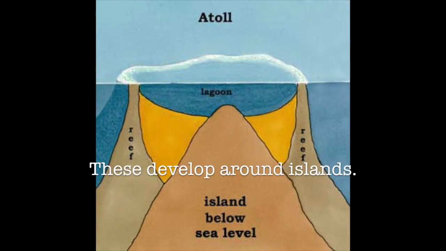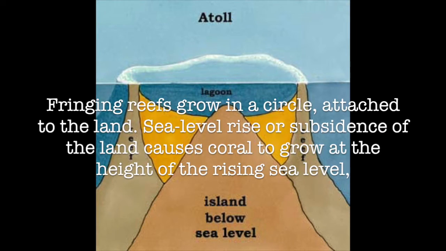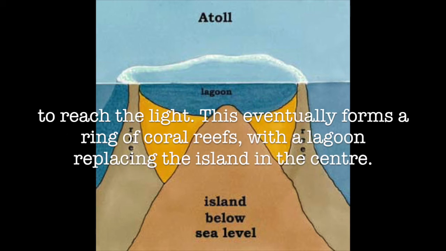These develop around islands. Fringing reefs grow in a circle attached to the land. Sea level rise or subsidence of the land causes coral to grow at the height of the rising sea level to reach the light. This eventually forms a ring of coral reefs with a lagoon replacing the island in the center.